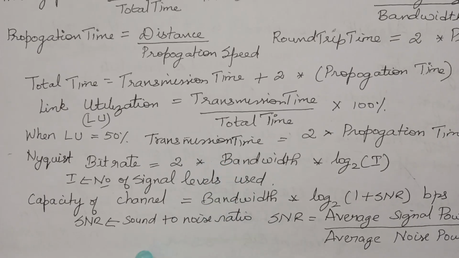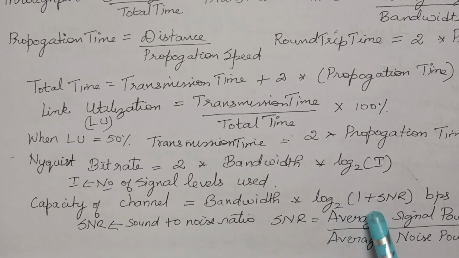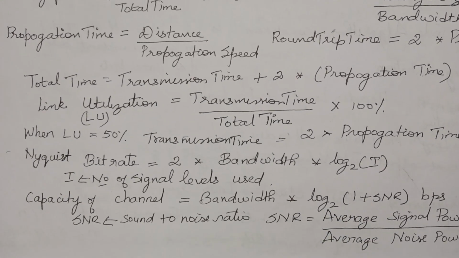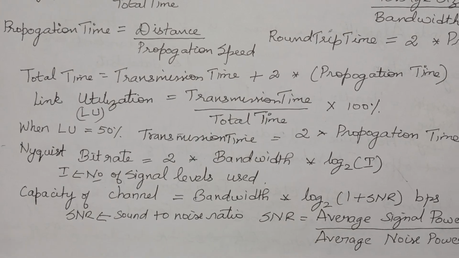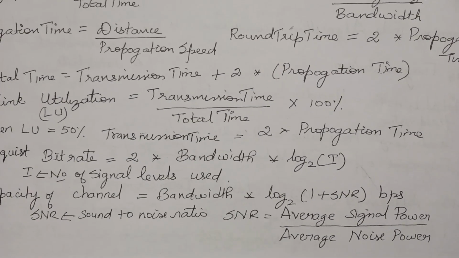The capacity of a channel is equal to bandwidth times log 2 of 1 plus SNR. SNR means signal to noise ratio. What is signal to noise ratio? It is the average signal power by the average noise power.